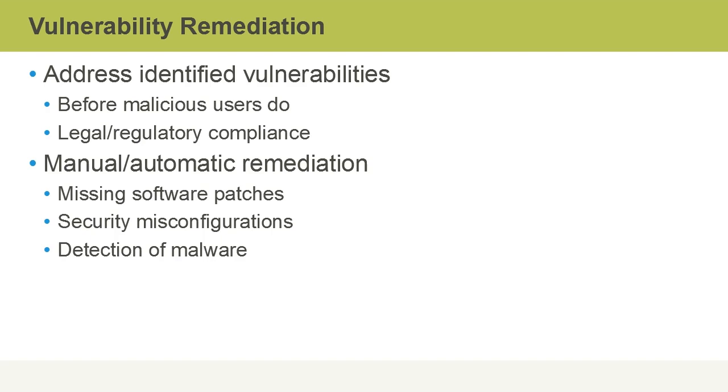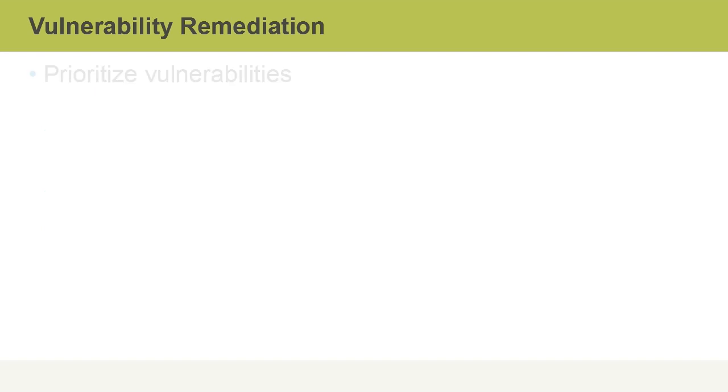Manual remediation is possible. So for example, if we discover that remote desktop is enabled on crucial Windows servers and we don't want it enabled, then we could manually turn off remote desktop on each and every server that has that configuration. Of course, enterprise class tools will always have a way to automate this remediation. Now, it could also include things like missing software patches, security misconfigurations, even the detection of malware where we've configured it to automatically quarantine or remove the offending software.